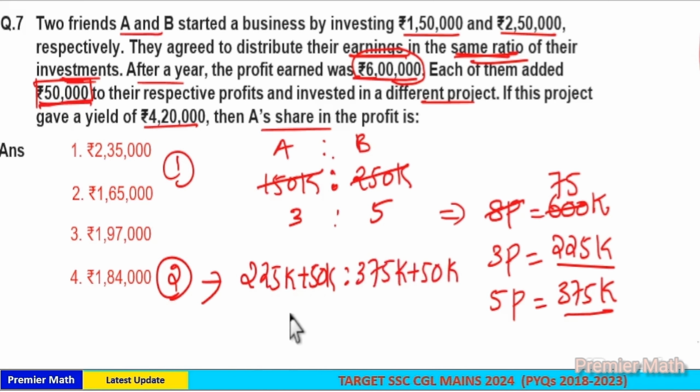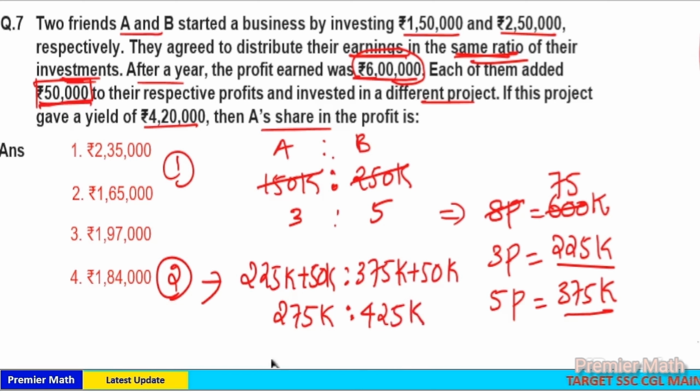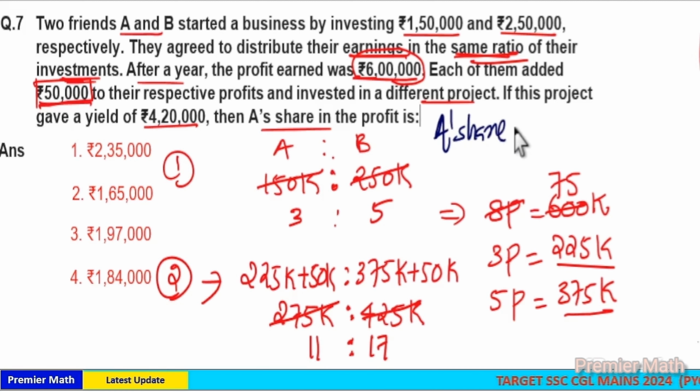Now this will become 225 plus 50 is equal to 275, so 275,000. And here 375 plus 50 is equal to 425, so 425,000. Now if you take the ratio, 25 goes 8 times in 200, 3 times in 75. So 8 plus 3, 11 times in 275. And 25 goes 4 into 4, 16 times in 400. 16 plus 1, 17 times in 425. So 11 is to 17 is the ratio, which means here A's share is equal to 11 part.